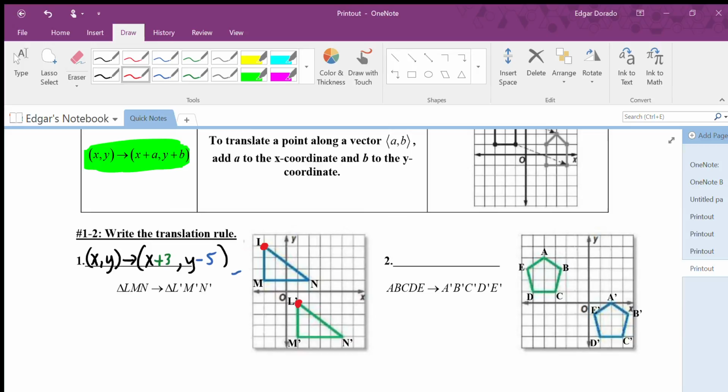Let's go look at n. From n to n prime, I should be able to go down 5 and right 3. So 1, 2, 3, 4, 5, and to the right 3. And look at that. Yes, I am at my other point. The same thing would work with my m's. From this m to this m, I can go down 1, 2, 3, 4, 5, and to the right 3, and I am also at my m prime. Okay, so that is my rule for that one.